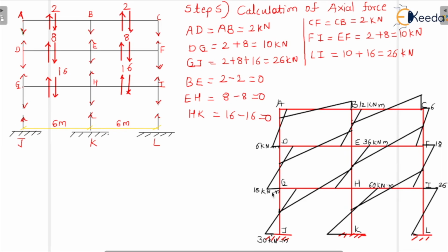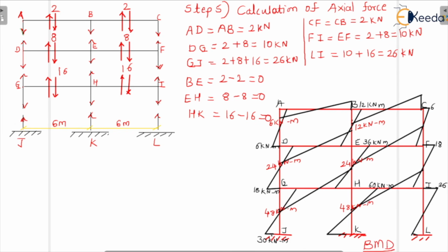So the values of the beam moments are: this is 6 kilonewton meter, and this is 12 kilonewton meter. This is 24 kilonewton meter. This is 24 kilonewton meter. And this is 48 kilonewton meter. This is also 48 kilonewton meter. Okay, so this is our final bending moment diagram.